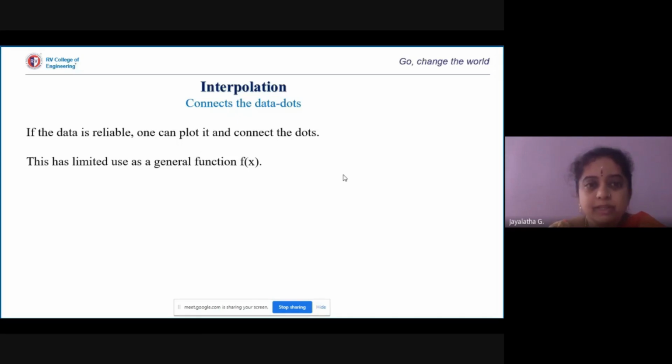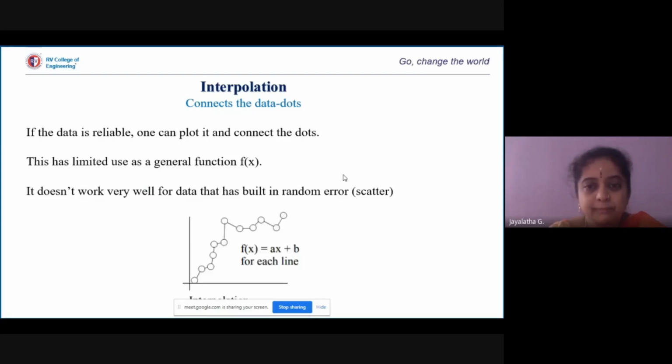Interpolation has limited use as a general function. As I said, you can restrict yourself to a particular interval. It doesn't work very well when you have some built-in random error.